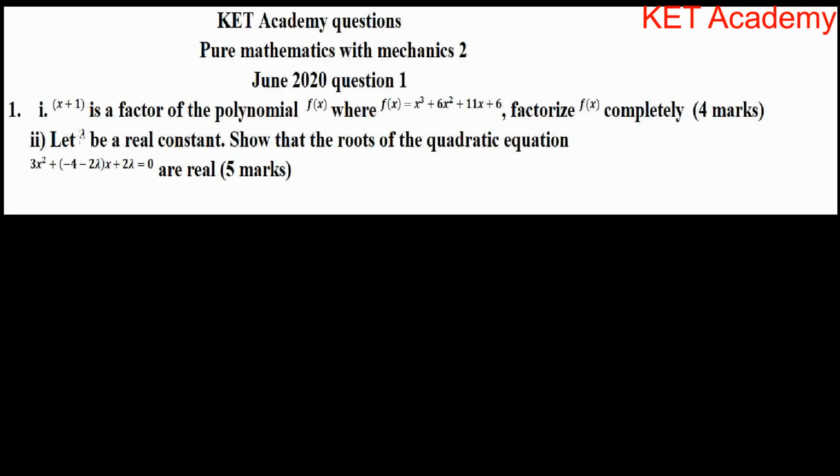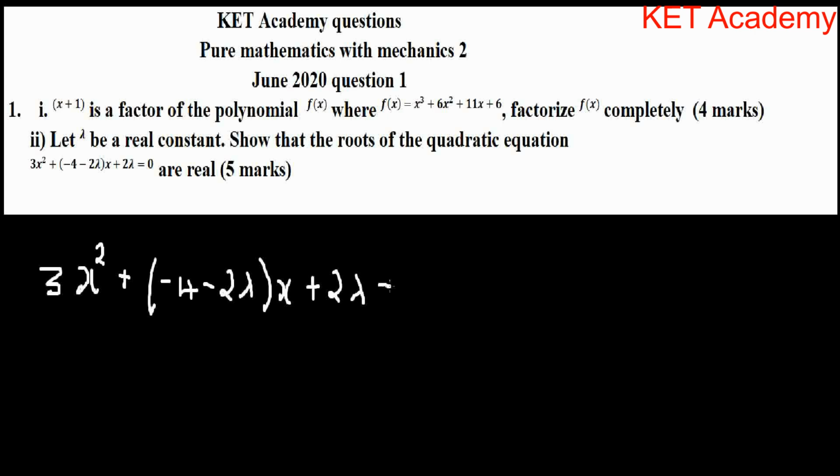Question 2 says that let lambda be a real constant. Show that the roots of the quadratic equation 3x squared plus (minus 4 minus 2 lambda) x plus 2 lambda equal to 0 are real. So let's just write this down. So we have 3x squared plus (minus 4 minus 2 lambda) x plus 2 lambda equal to 0.